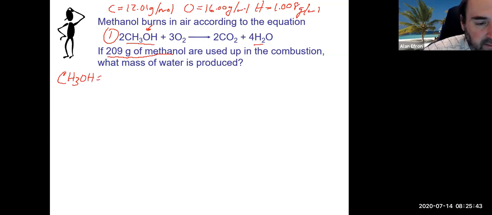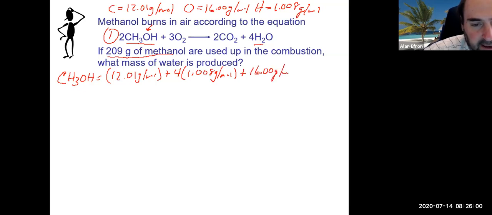CH3OH, again, from the periodic table, 12.01 for our carbon, plus we have 4 hydrogens at 1.008 each, plus we have 1 oxygen at 16 from the periodic table. And if we do all that, that is 32.04 grams per mole. So we're going to use that again to go from grams to moles.